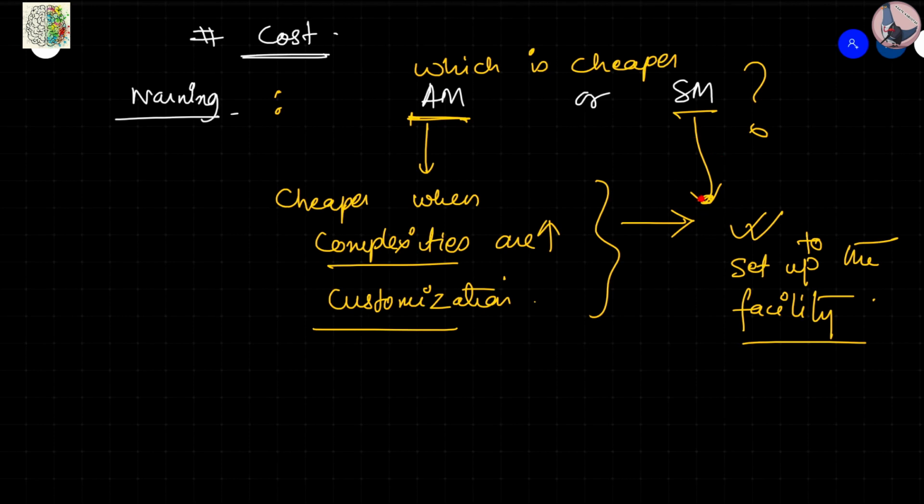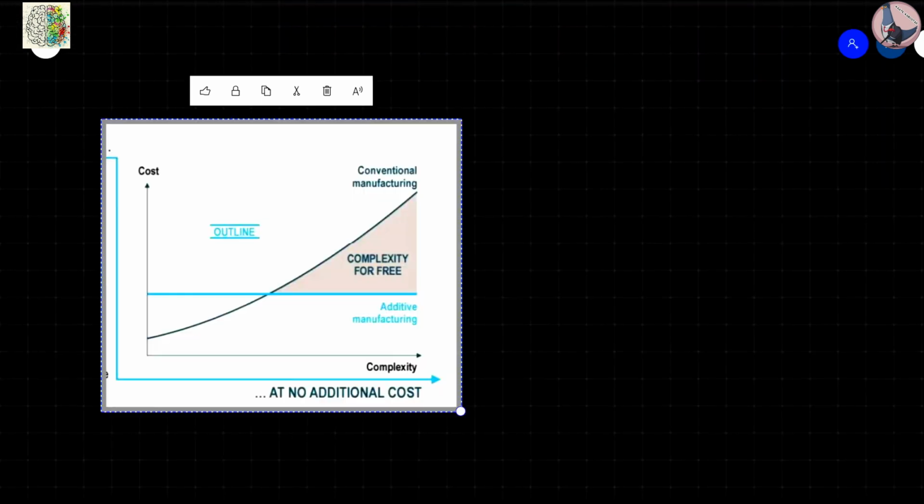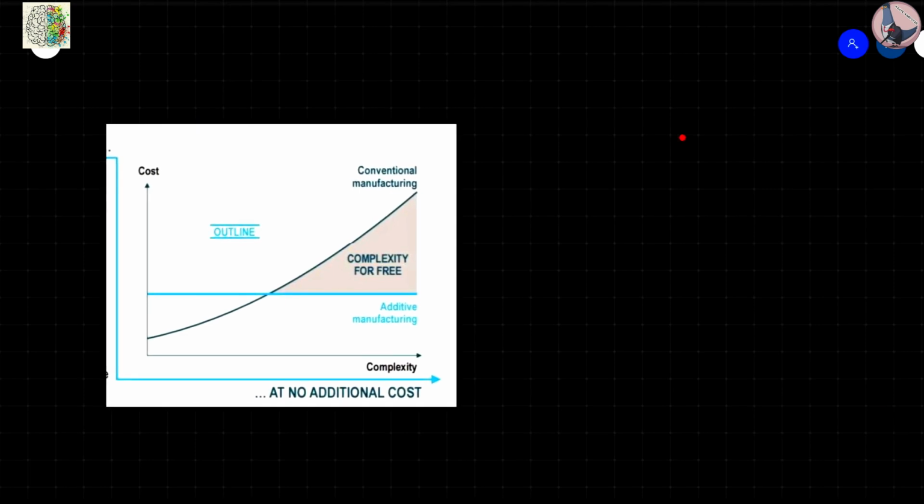There is a curve which you will see in many books and many resources. That curve is called cost comparison with complexity. I will just draw it for you so you can have an idea. In this cost comparison curve, this is the cost and this is how the complexity increases. As the complexity increases, the cost will keep on increasing.